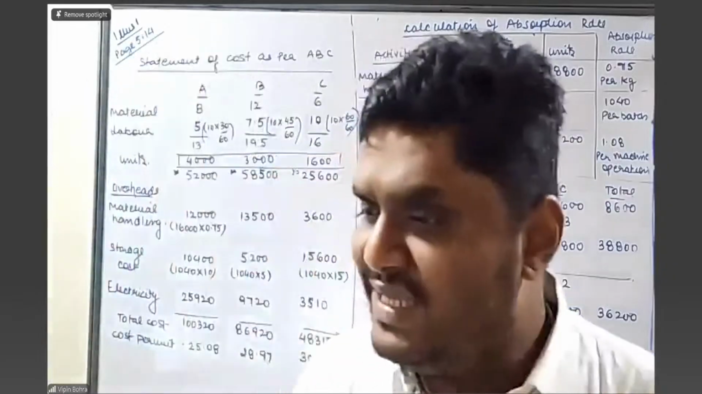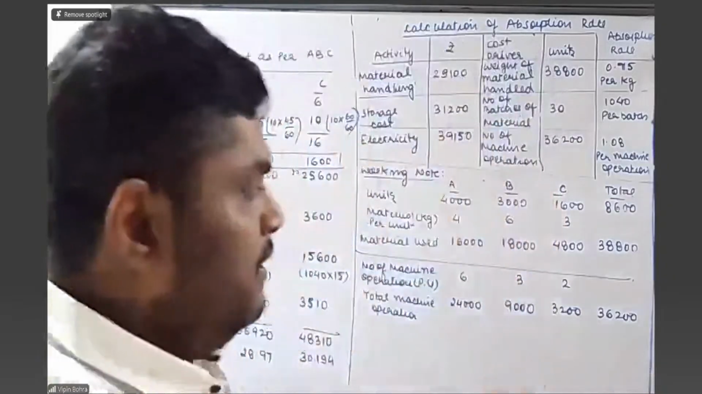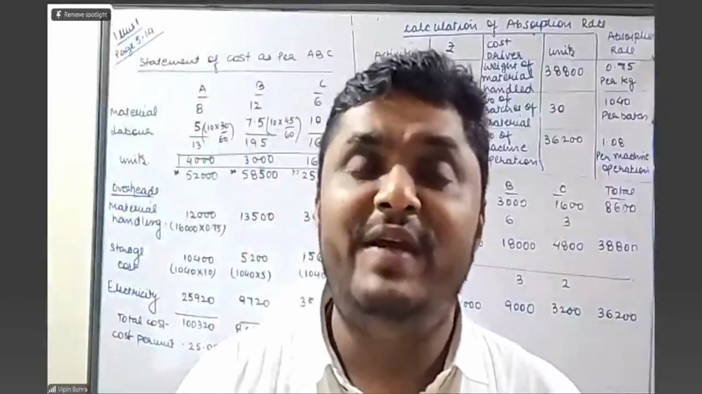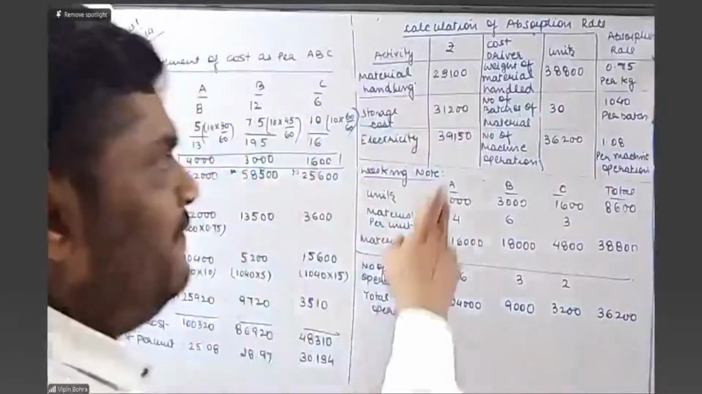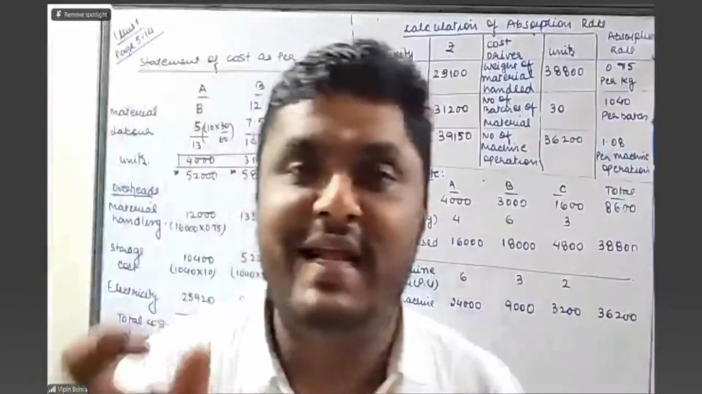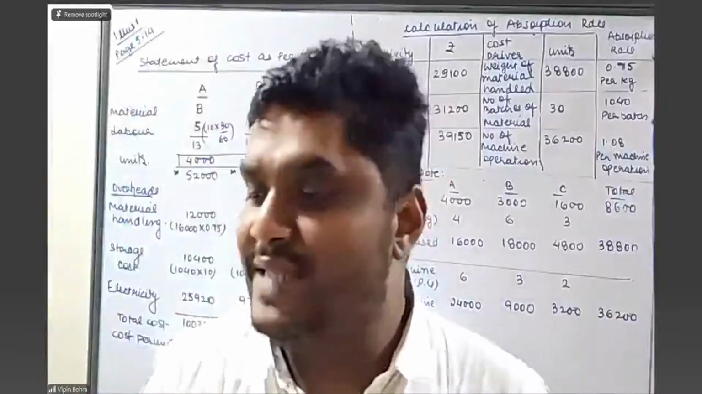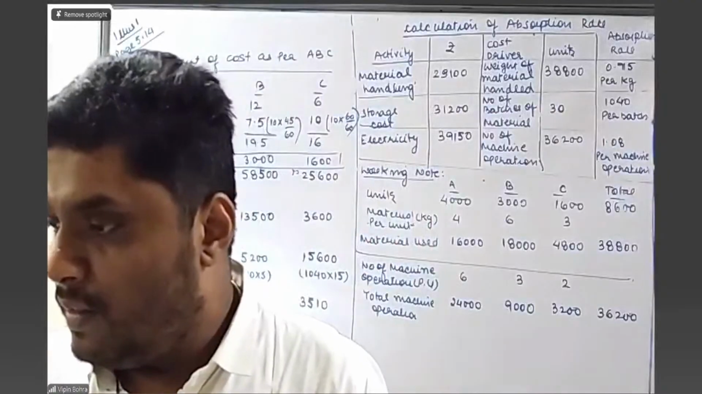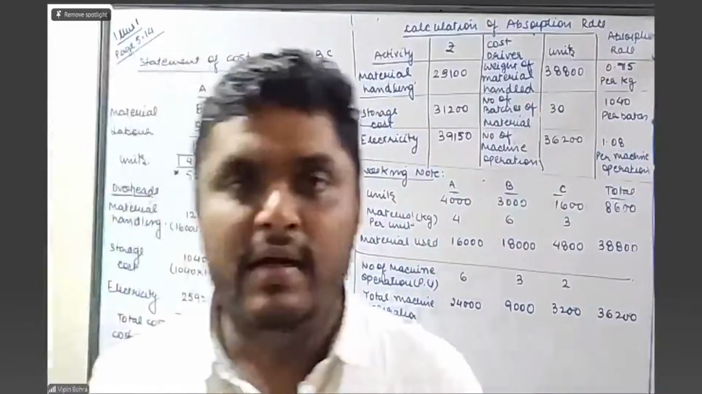Harsh Mishra, as I said, 3200 into 1.08 is 3456, but I have taken the balancing figure, that is 39,150 minus these two figures. The difference that is coming is because of the decimals. That's why. Okay, great.